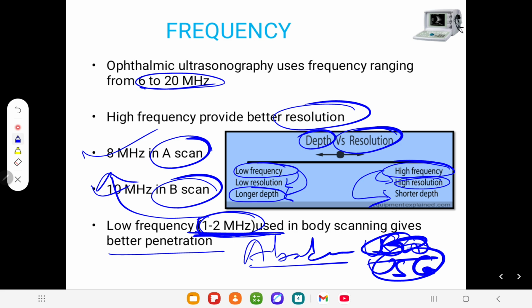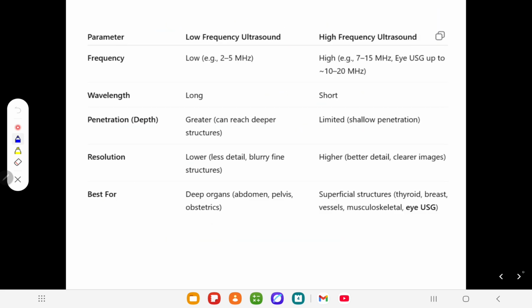Why do radiologists use 1 to 2 megahertz? Because the abdomen is a large structure. You need depth to penetrate. Resolution is important, but not as much as in the eye. In the eye, you need sharp resolution. So that's why the higher the frequency, the better the resolution, but at the cost of depth of penetration. Okay, fine. So let me show you this.